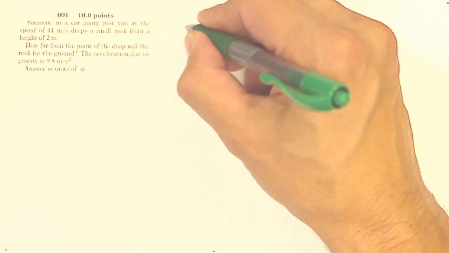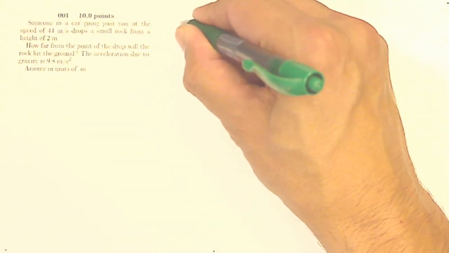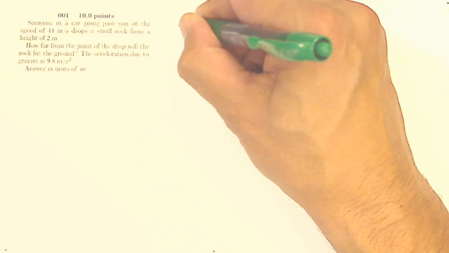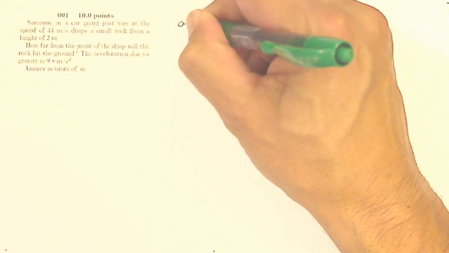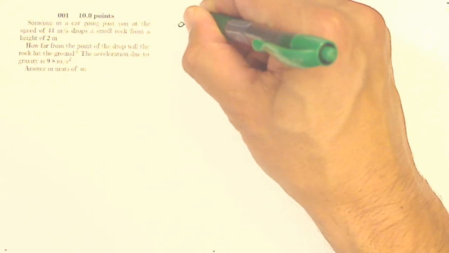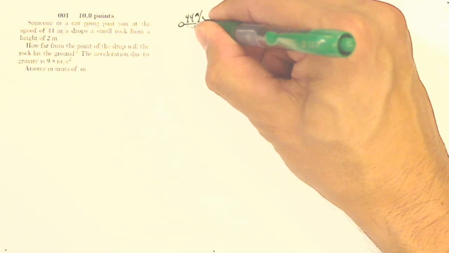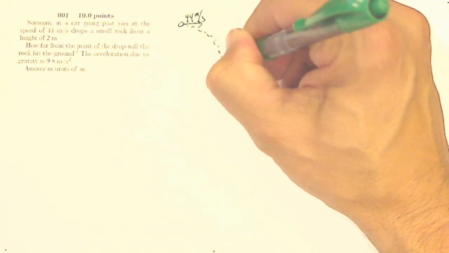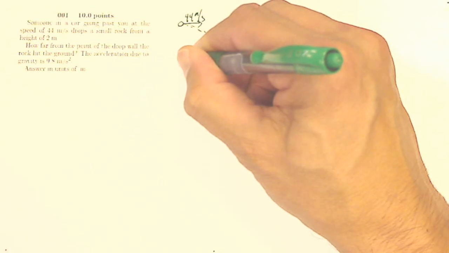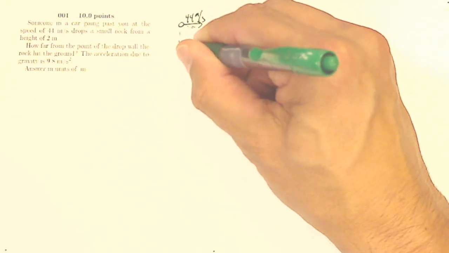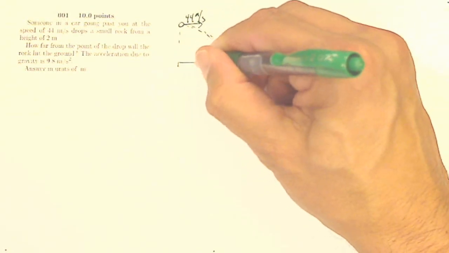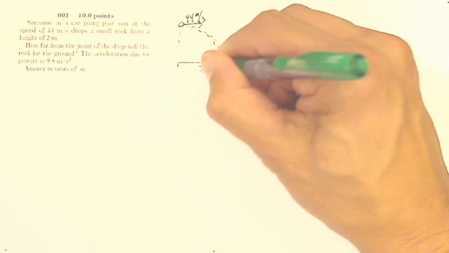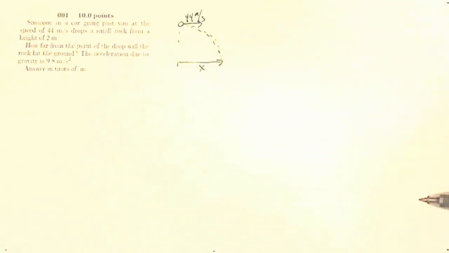So what's happening here is I've got a car zipping by, and this rock is in the car, and it's moving this way at 44 meters per second. Well, when this rock is dropped, it's going to follow a path like this. It's going to hit the ground. That should be a nice parabola. I'm interested in how far from the point of drop the rock will hit the ground. So I'm looking for this displacement in the x world.